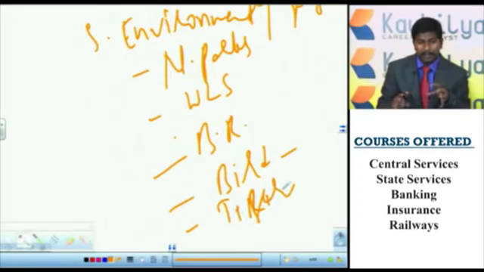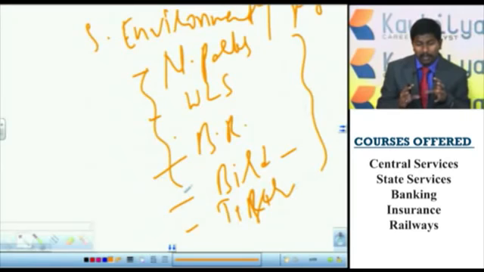So these are all the important areas in this Indian environmental geography. So the location and distribution of these different types of national parks, wildlife sanctuaries, biosphere reserves, bird sanctuaries, tiger reserves in different states of Indian landmass.